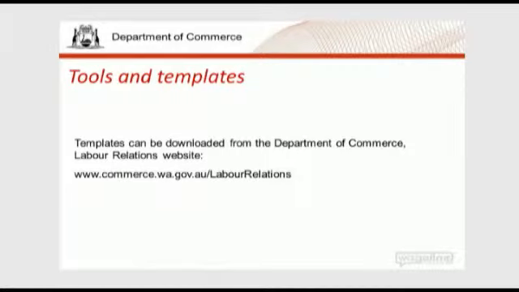So in terms of tools and templates that you can use, we have a section of that on our website. If you go to www.commerce.wa.gov.au/labour relations, you can also just go to Commerce and click on the labour relations tab. If you follow the prompts there, you can look at some of the templates and services that we offer, not only in terms of record keeping, but also dealing with a raft of employment law issues. And we can go into more detail on that in a second.